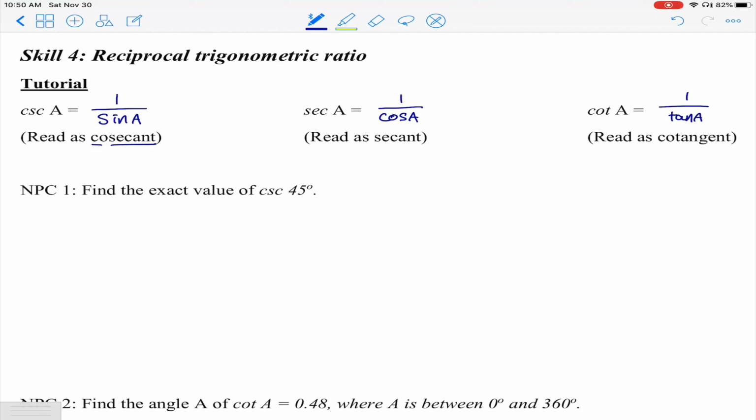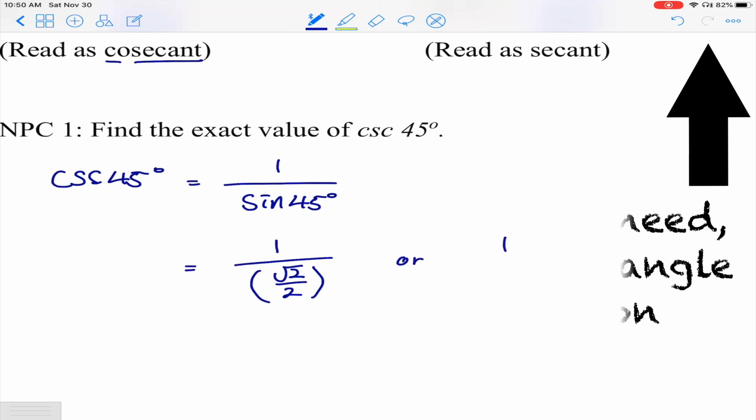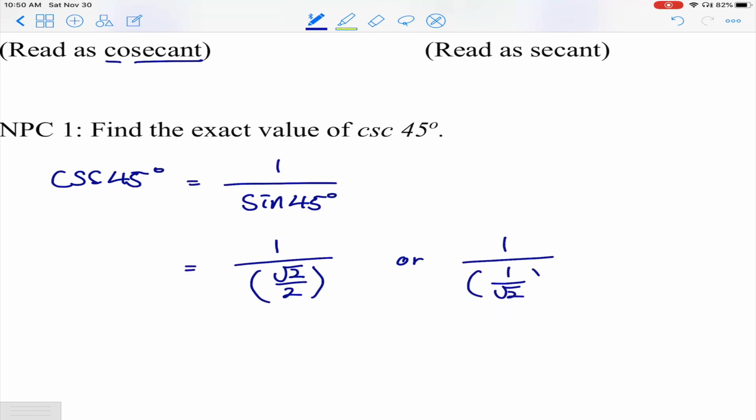So the first NPC, find the exact value of cosecant 45 degrees. Please don't read it as CSC 45 degrees. Please read it as a cosecant, the proper name. So our cosecant 45 degrees. Well, remember cosecant was 1 over sine A, so it is 1 over sine 45 degrees. And we do know that sine 45 degrees is a special angle, which is square root of 2 over 2, so 1 over square root of 2 over 2. Or you can say, if you like this version, 1 over square root of 2, that's completely fine too.